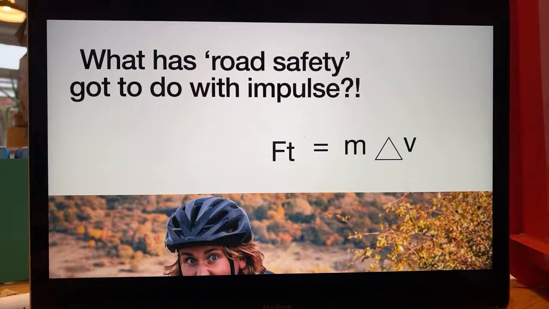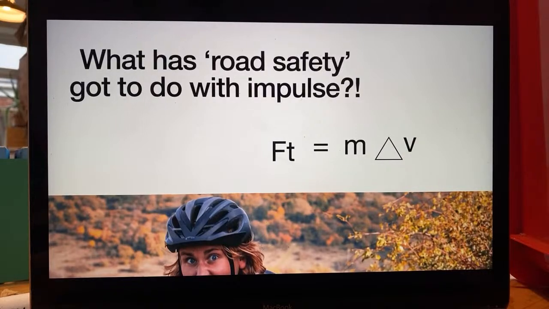There's a big clue on the board. This person's delightfully frenzied eyes wearing a cycle helmet. What has road safety got to do with impulse? Remember the elephant. To change an elephant's momentum, you have to apply a force over a certain amount of time. You can apply a large force over not very much time, or you can apply a very small force over a long period of time. 10 seconds to think about that while I draw a picture on the board. Have a go. What has road safety got to do with impulse?